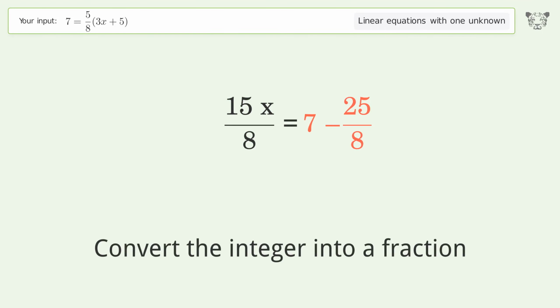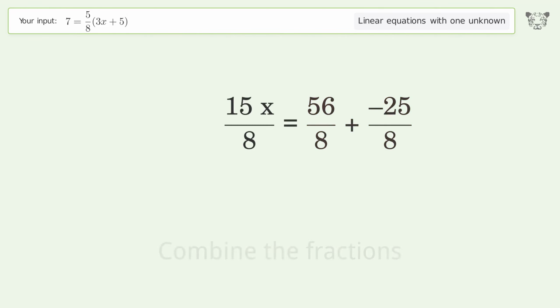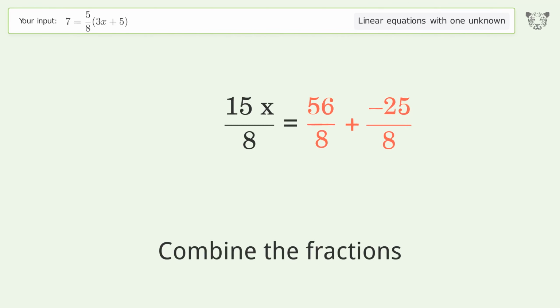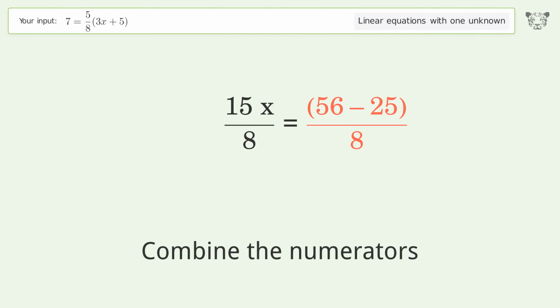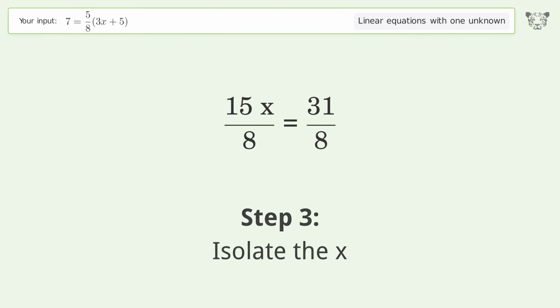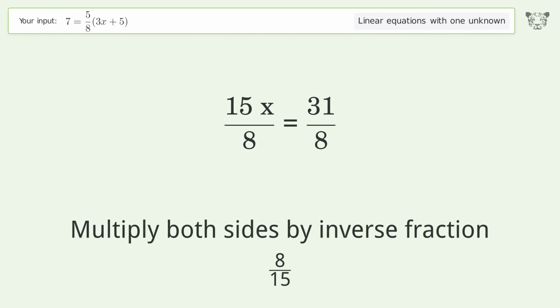Convert the integer into a fraction. Combine the fractions. Combine the numerators. Isolate the x. Multiply both sides by inverse fraction 8/15.